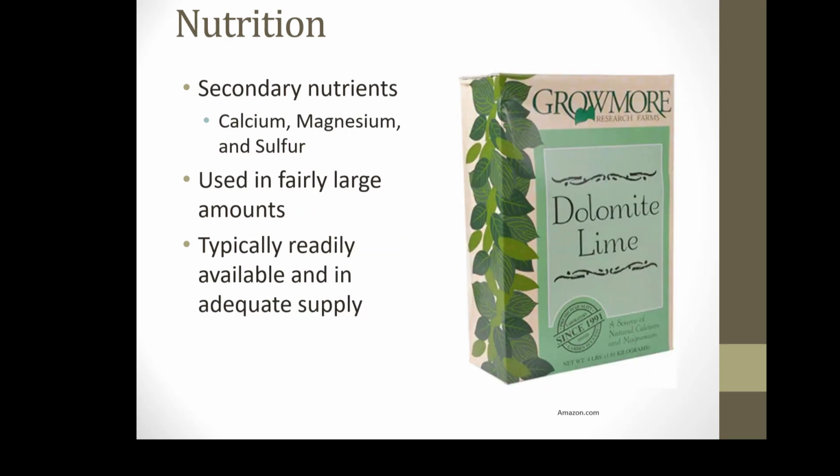Secondary nutrients, calcium, magnesium, and sulfur, they're used also in fairly large amounts. Typically they're readily available in an adequate supply. Here we've got dolomitic lime, and that is actually both magnesium and calcium. And the only reason you would use this would be if you had both a calcium and a magnesium deficiency.